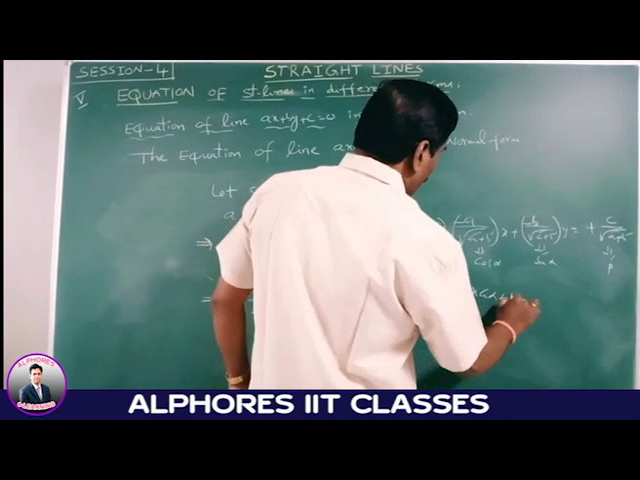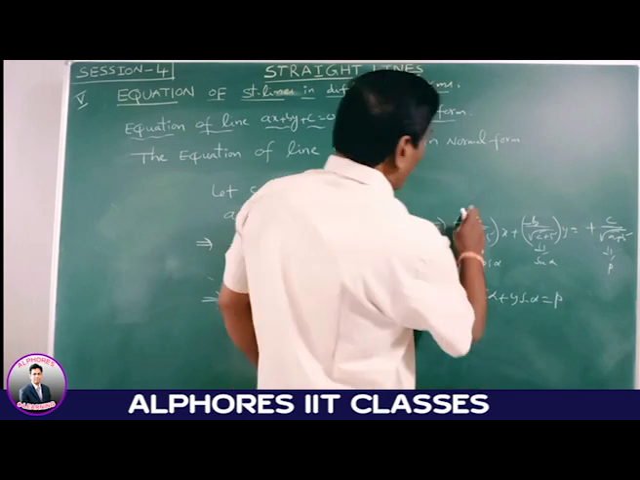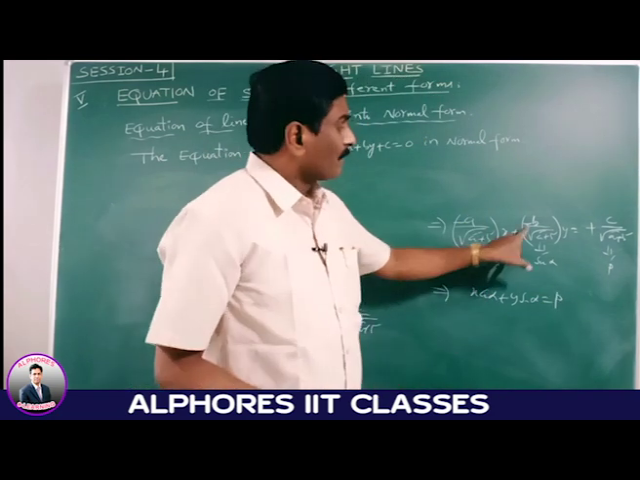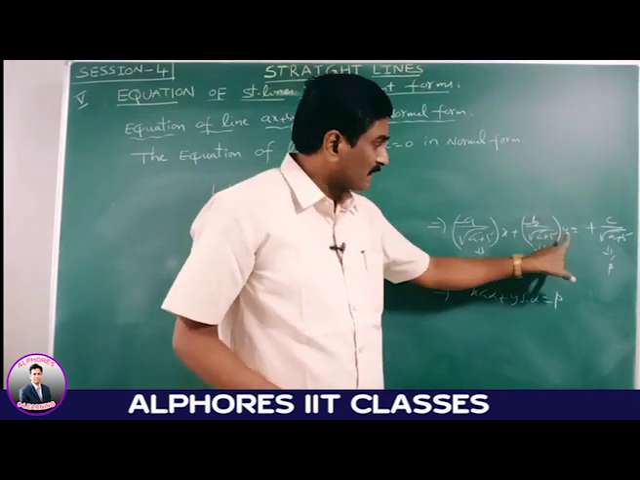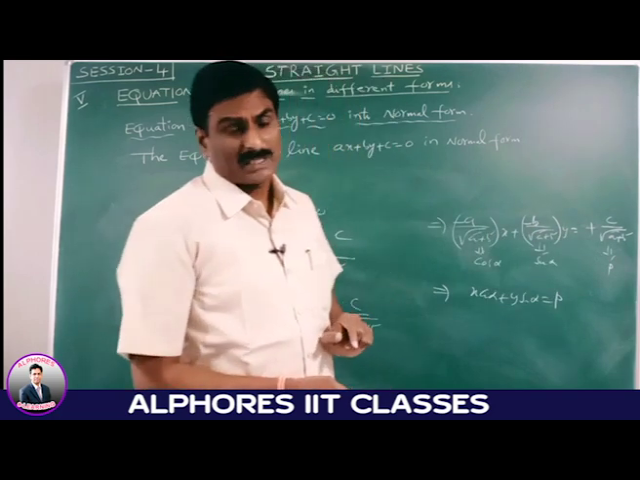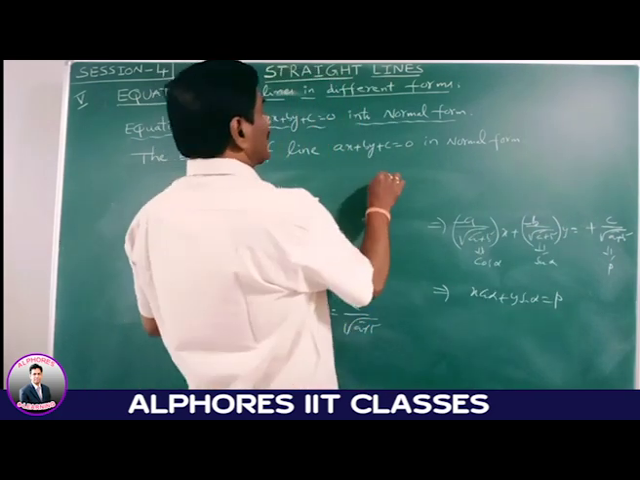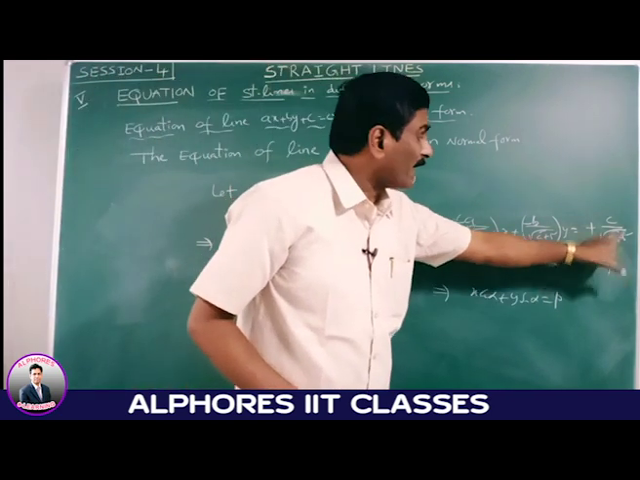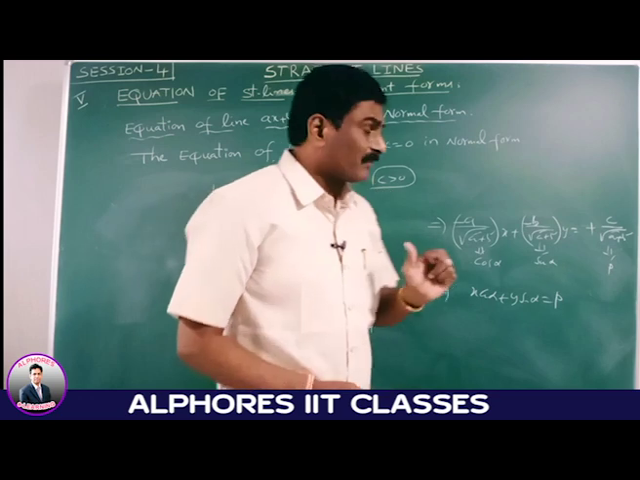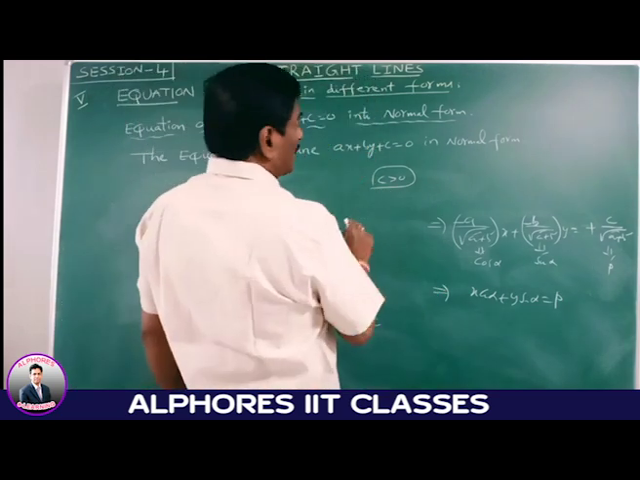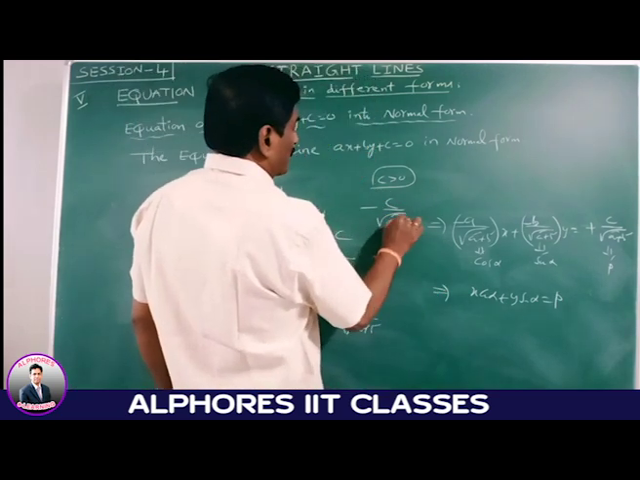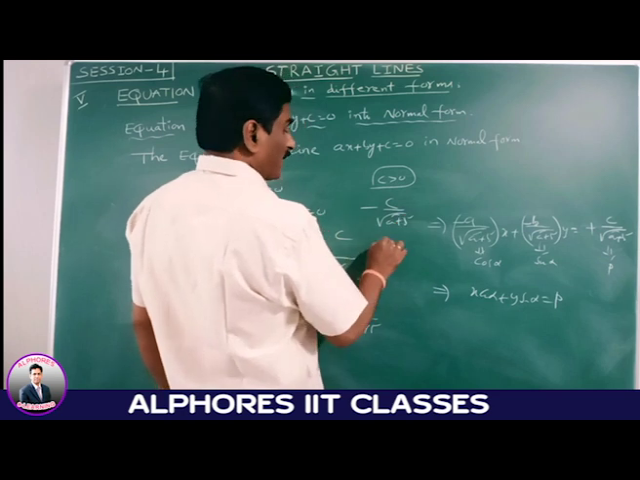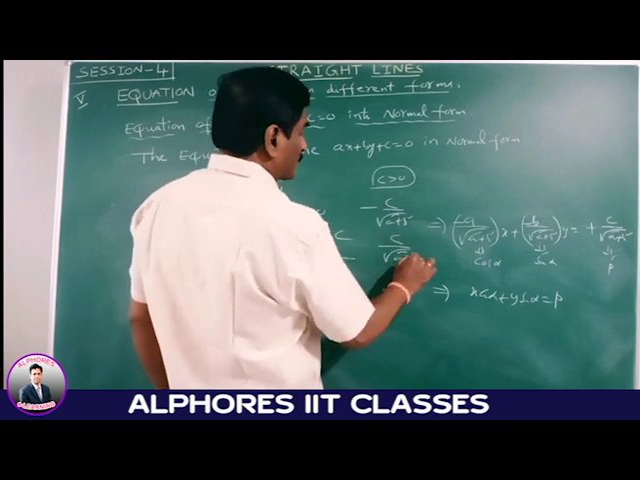So the normal form of the line is minus a by root over a square plus b square into x plus minus b by root over a square plus b square into y is equal to c by root over a square plus b square. If c greater than 0, what is the perpendicular distance from origin to the line? It is p, c by root over a square plus b square. If c less than 0, perpendicular distance is minus c by root over a square plus b square. If c greater than 0, perpendicular distance is c by root over a square plus b square.